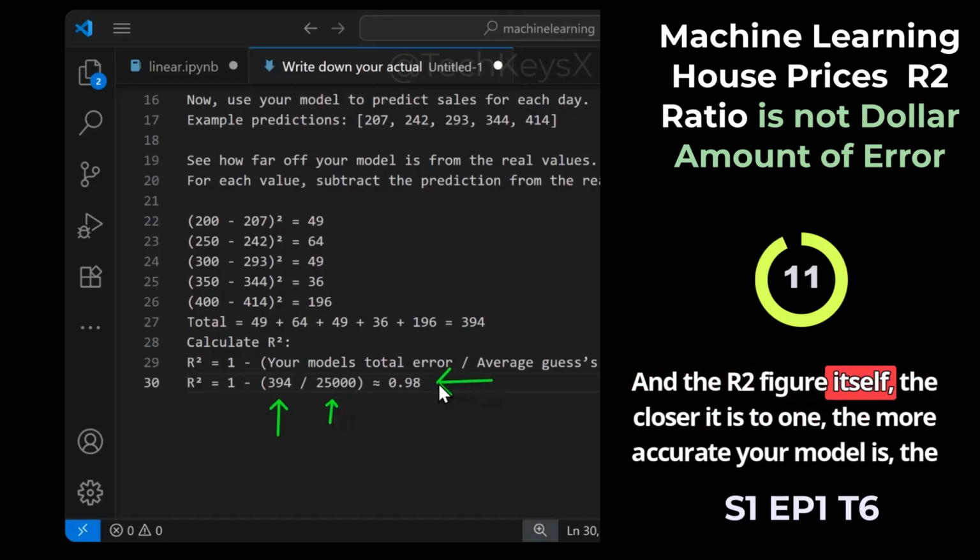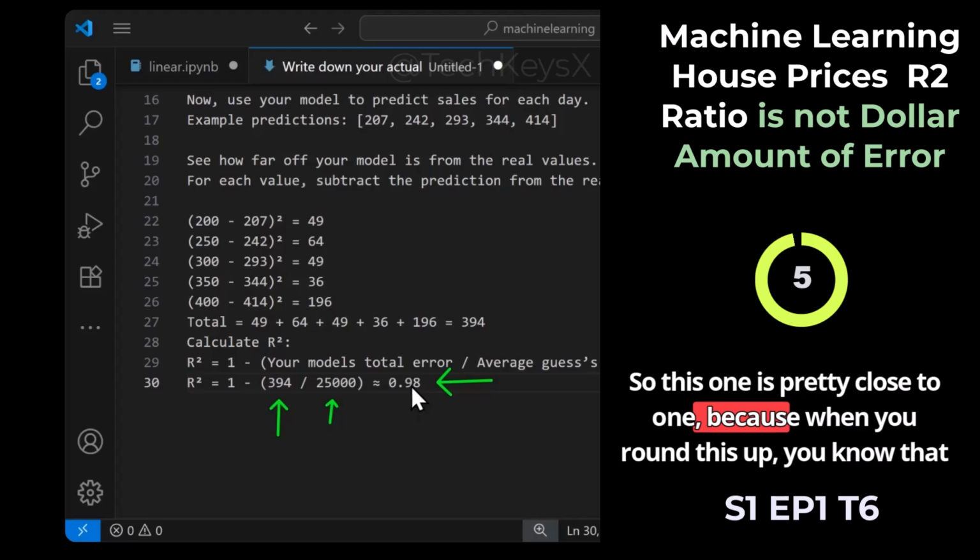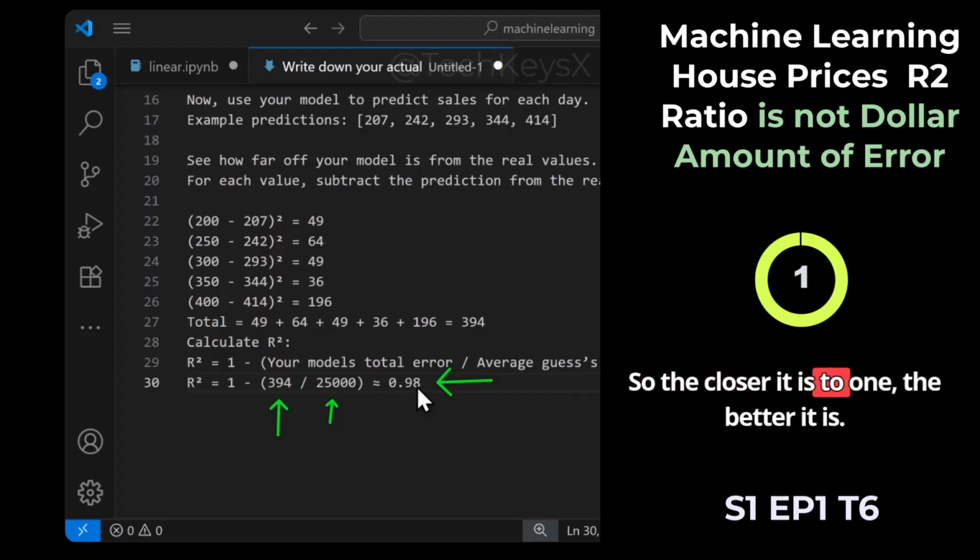And the R2 figure itself, the closer it is to 1, the more accurate your model is. The closer it is to 0, the worse. So this one is pretty close to 1, because when you round this up, this would be 1.0. So the closer it is to 1, the better it is.